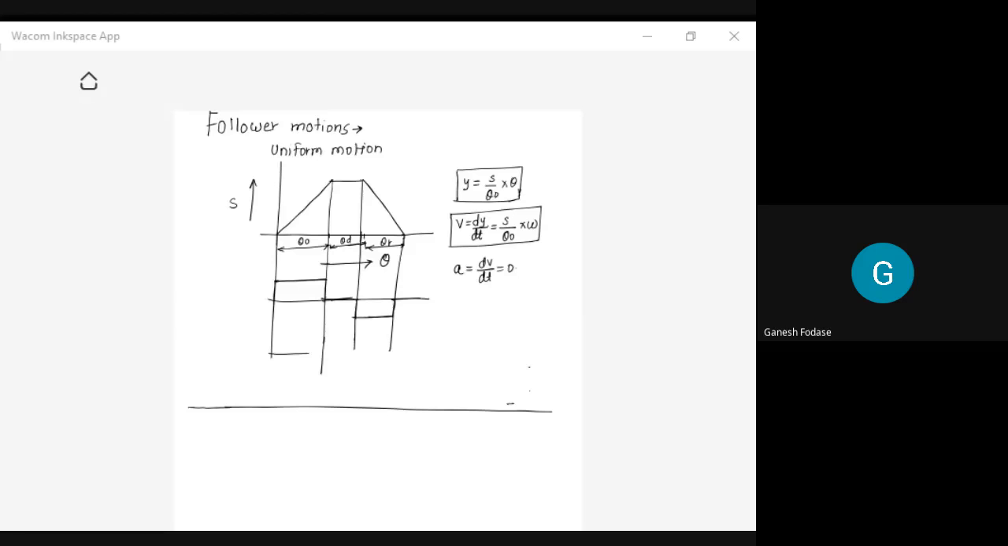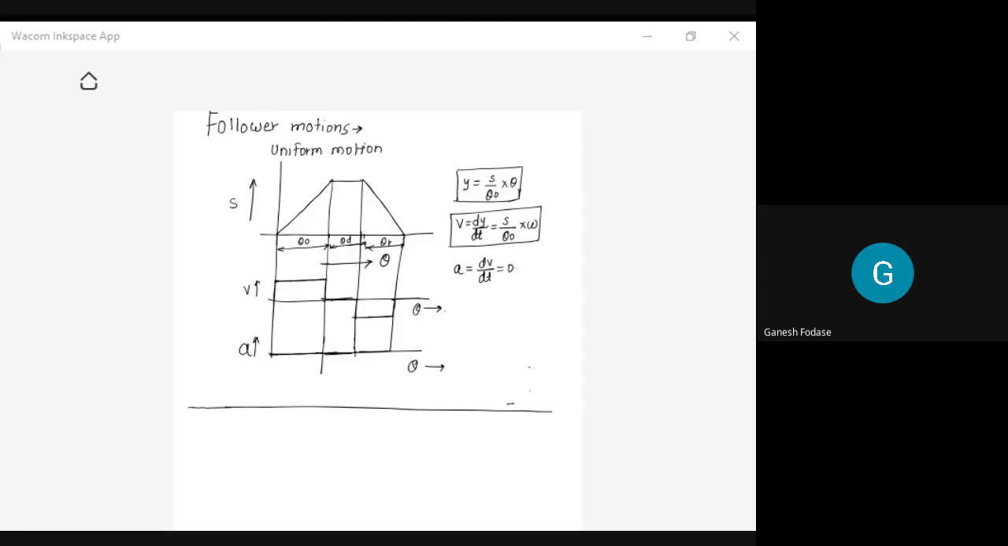And then we draw the acceleration. So this one is velocity versus theta. For acceleration, as the velocity is constant during rise, acceleration will be 0 here. During dwell also it is 0, and during return also it is 0. So this is your curve for acceleration versus theta.